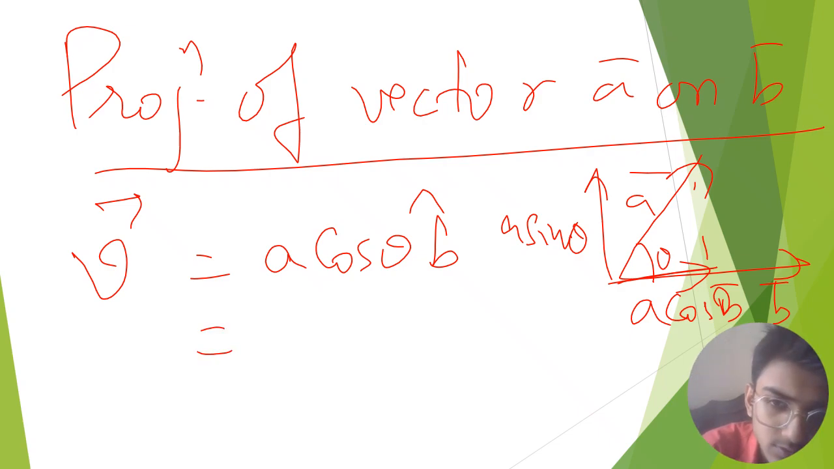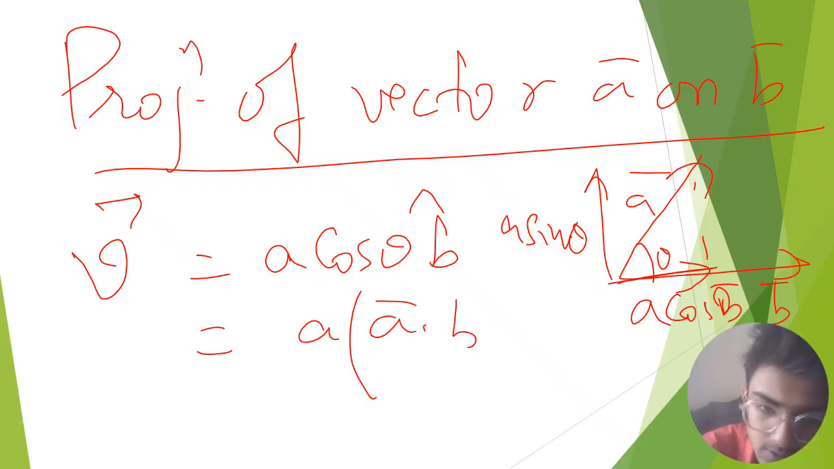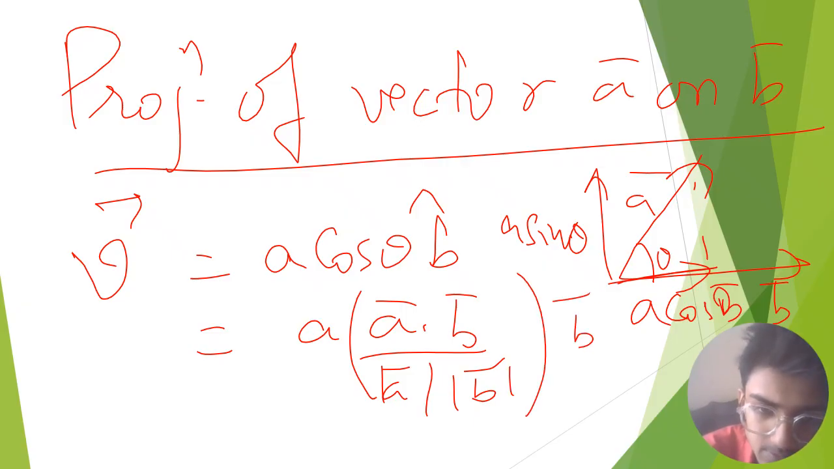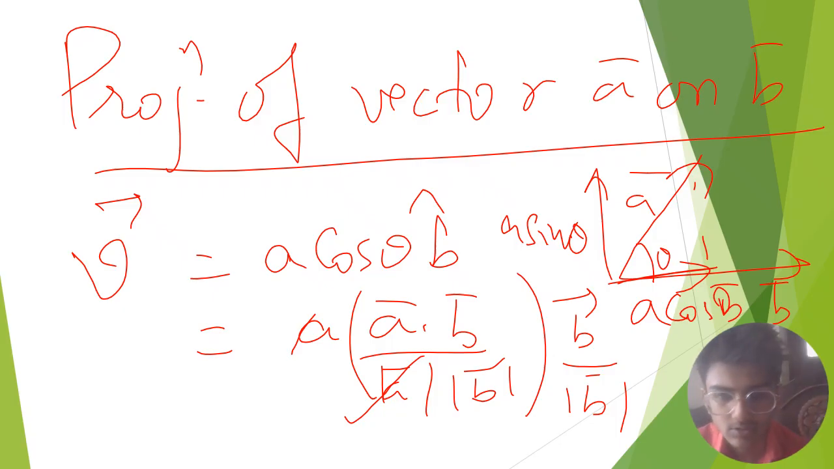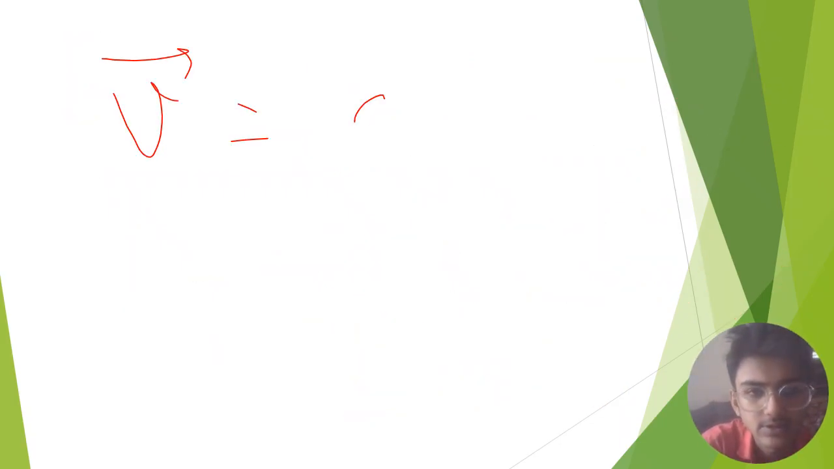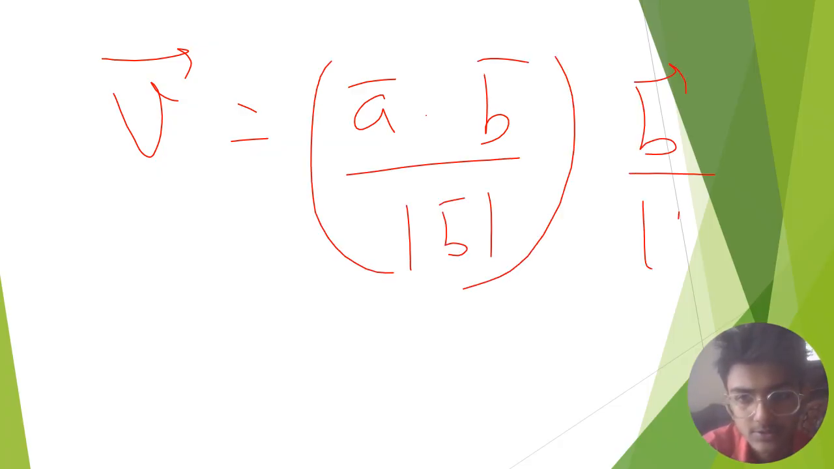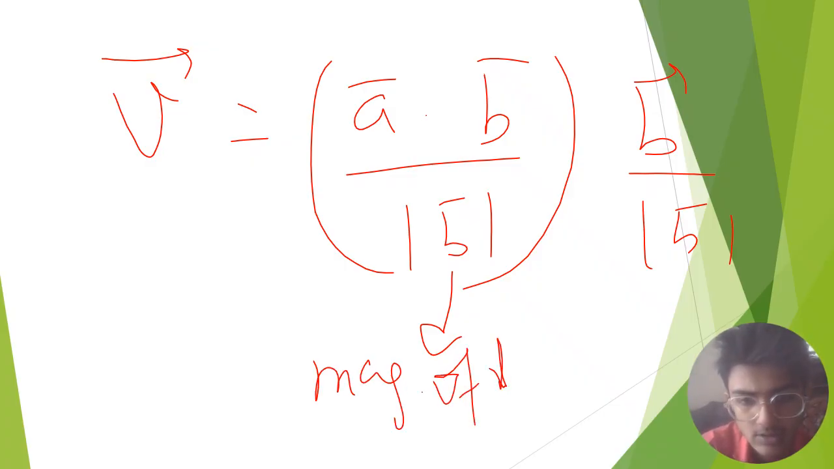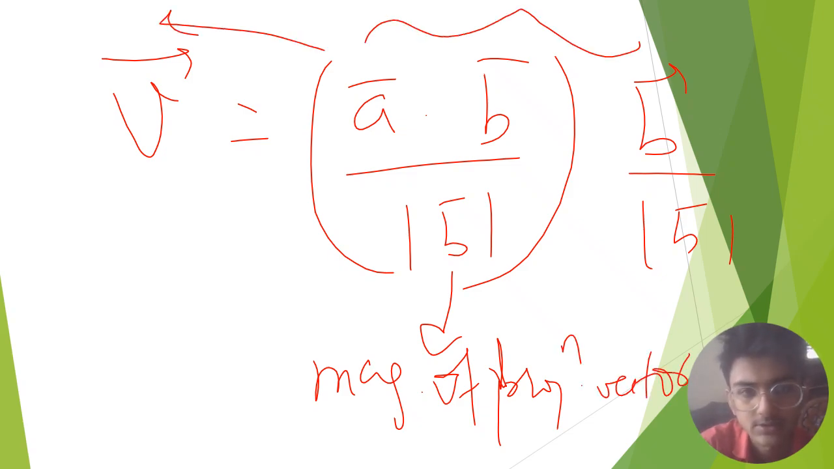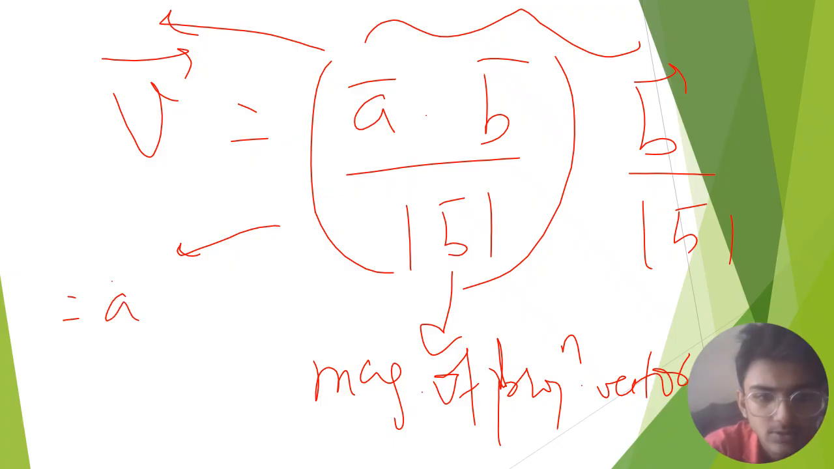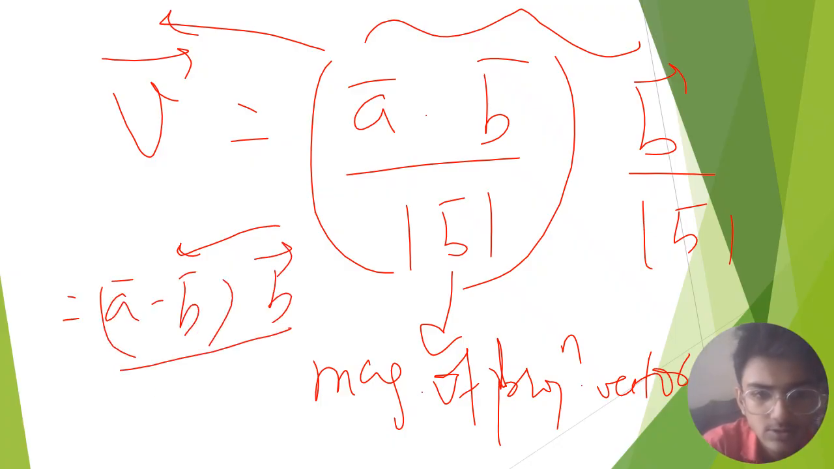Now just using cos theta, which we have derived earlier, like this, into b cap, which is b vector by its magnitude. This and this cancel, so both are magnitude. So we can write it as a dot b over mod b, into b vector by its magnitude. Remember, this is the magnitude of the projection vector, and this overall is called the projection vector, which you can write in this way also, just combining.